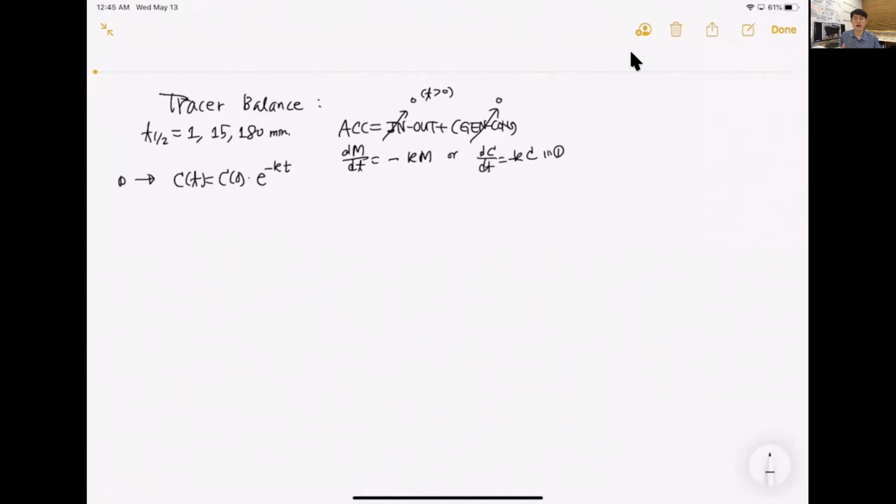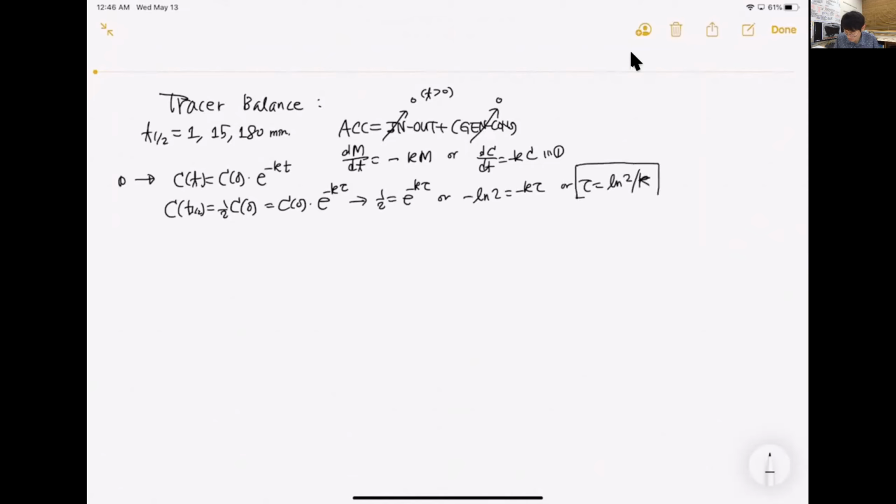Based on the half-life definition, we can calculate: C at the half-life becomes one half C0, which equals C0 times e to the minus K tau, where tau is the half-life. Then this leads to 1/2 equals e to the minus K tau. We can solve it by taking the log of left and right sides: minus ln 2 equals minus K tau, or tau equals ln 2 divided by K. So now we can write down K equals ln 2 over the half-life.